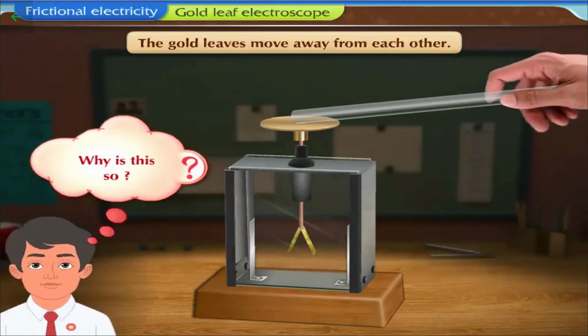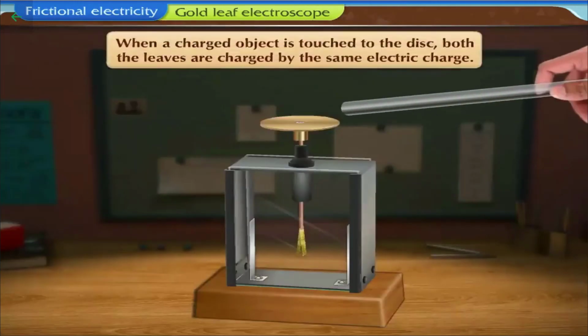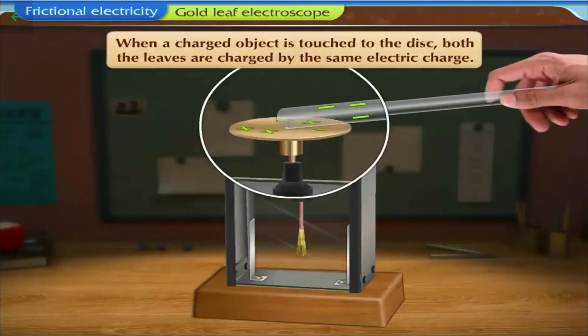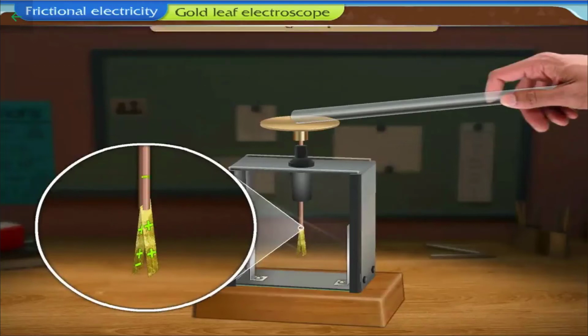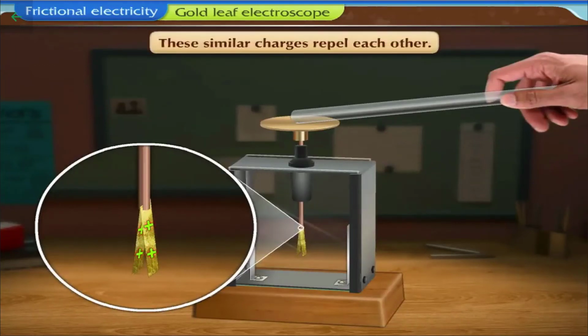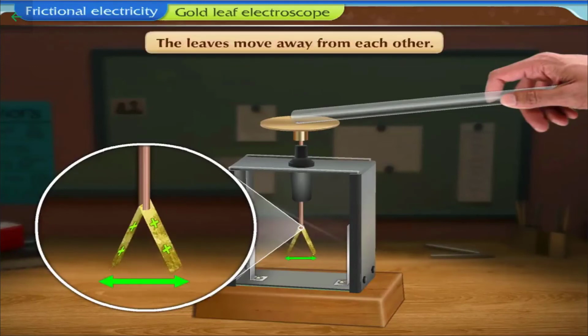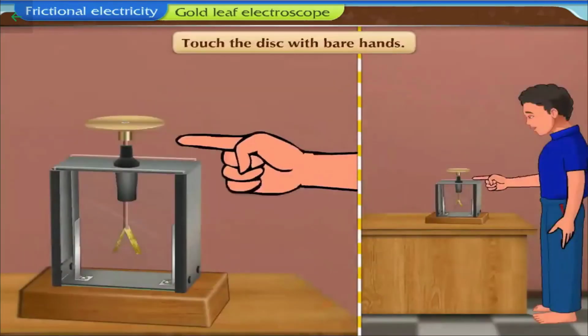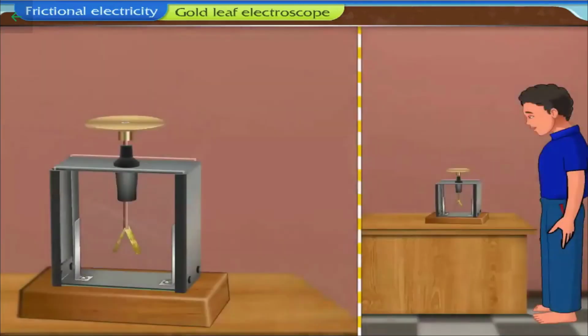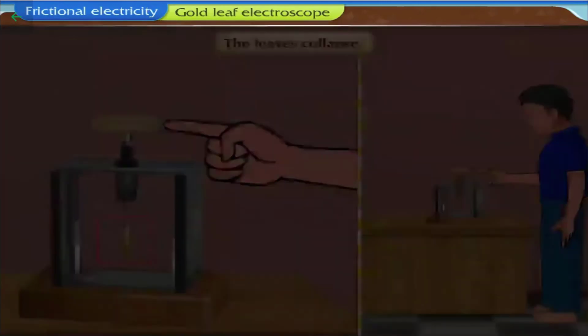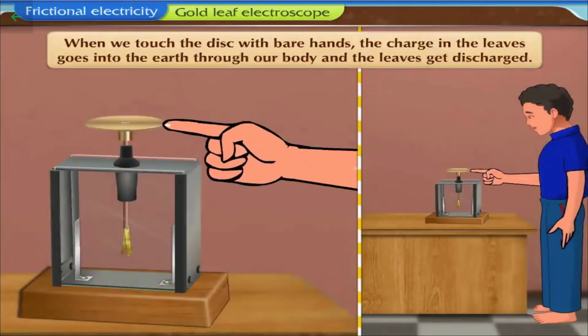Why is this so? When a charged object is touched to the disc, both the leaves are charged by the same electric charge. These similar charges repel each other. That is why they move away from each other. Now touch the disc with bare hands. What do we observe? We observe that the leaves collapse. Because when we touch the disc with bare hands, the charge in the leaves goes into the earth through our body, and the leaves get discharged.